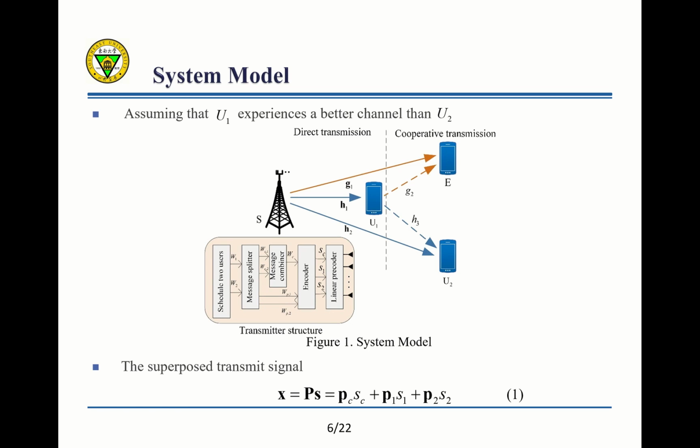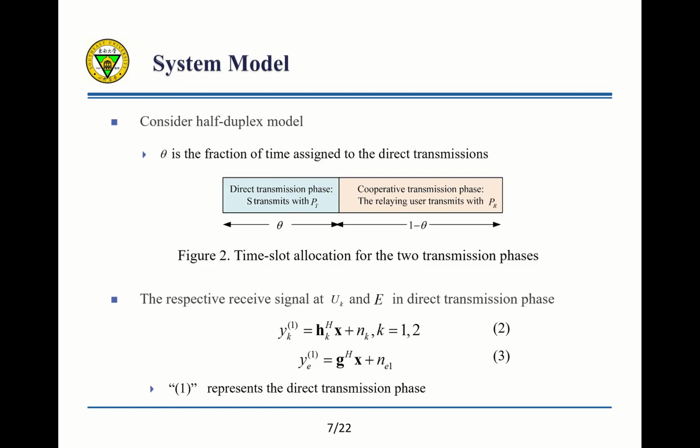The superposed transmit signal is described in equation 1. Consider the half-duplex model, which is shown in figure 2. Theta is the fraction of time assigned to the direct transmissions. The respective receive signal at Uk and E in the direct transmission phase is described in equations 2 and 3, where the superscript 1 represents the direct transmission phase.